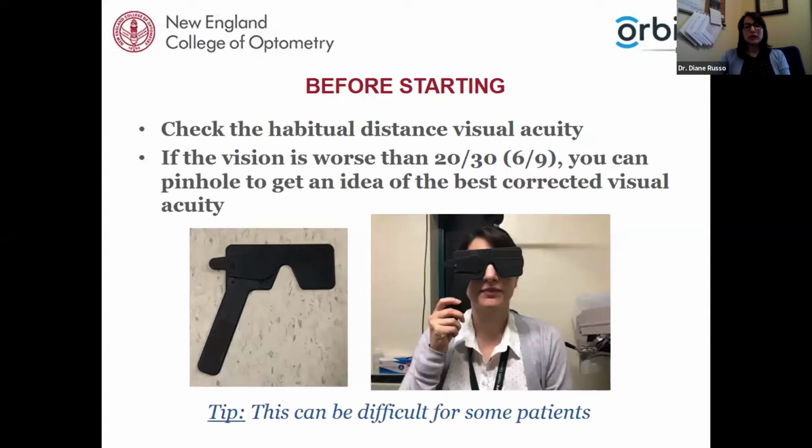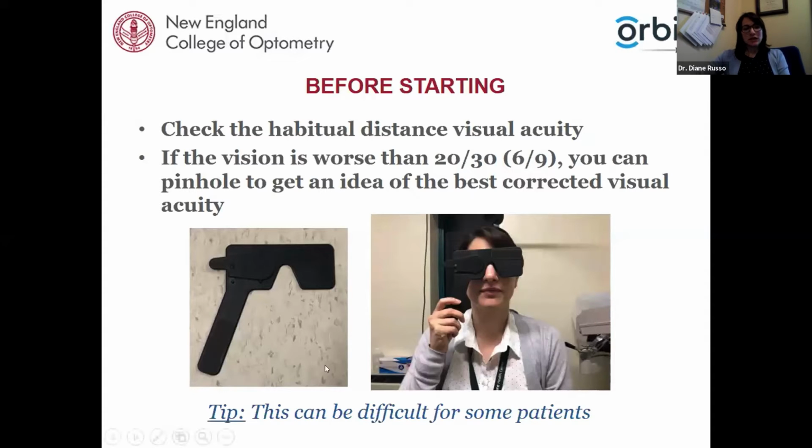But before you do any of that, before you start the subjective refraction process, it's advisable to check the patient's habitual distance visual acuity. So if they come in with glasses that are theirs, it's beneficial to check their vision through those glasses. If not, you're just checking them without any glasses. And depending on what that vision is, you may then go to the next step by using pinhole acuity.